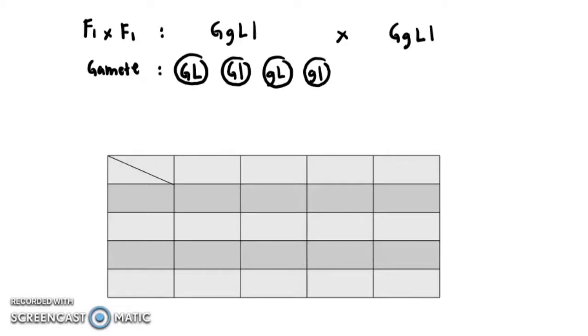For the second one, since the genotype is the same, it means that it will also produce 4 different gametes. So just copy again. So it will become like this.